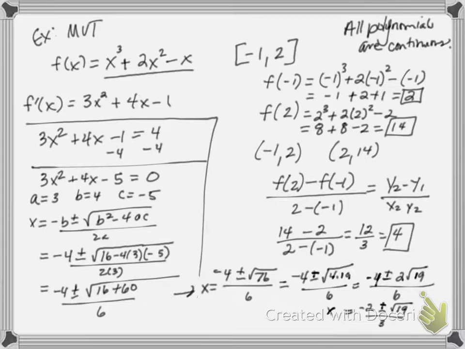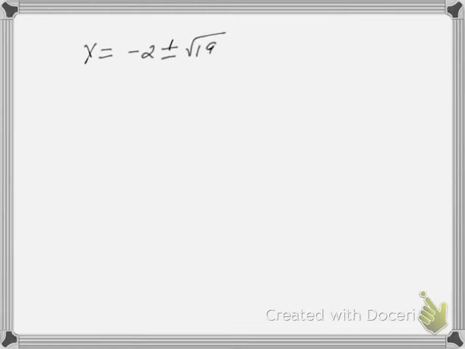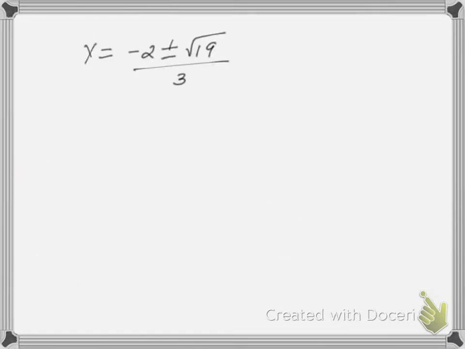I'm going to go to the next page to make sure that I'm getting a value between those two. Okay, I think I got this right. So it would be x equals negative 2 plus or minus radical 19 over 3. I think that's what it was. Negative 2 plus or minus radical 19 over 3.